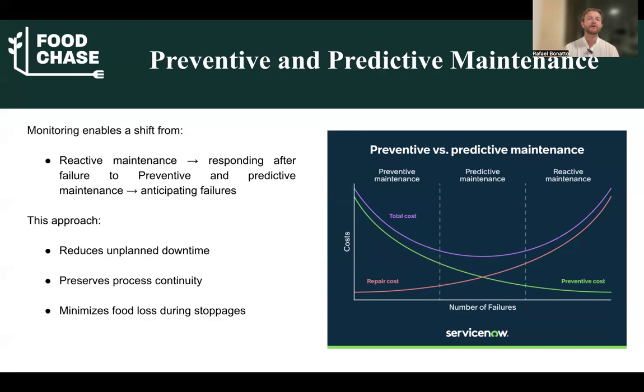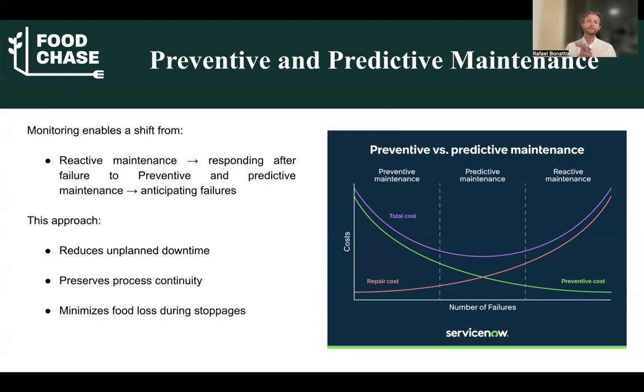Monitoring enables a shift from reactive maintenance that responds after the failure. You have a failure, it already happened. That's why we call it reactive. You're just acting after the thing happened. And when we monitor, we'll be able to change from reactive to preventive and predictive maintenance that work under anticipated failures. Anticipating the potential failure. I don't want it to happen. I look beyond it. Okay?